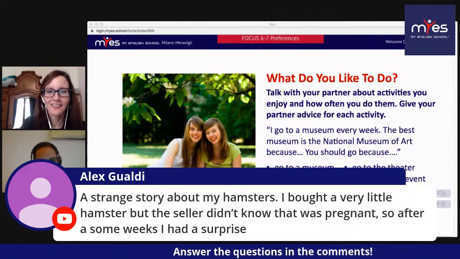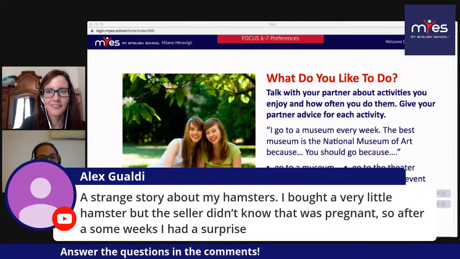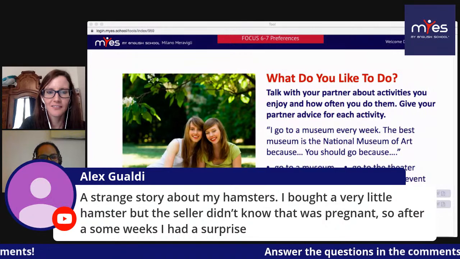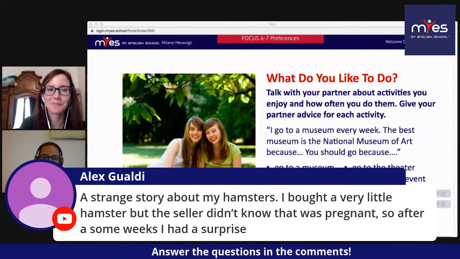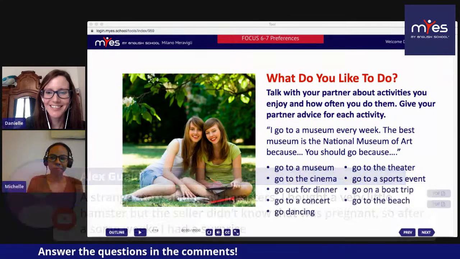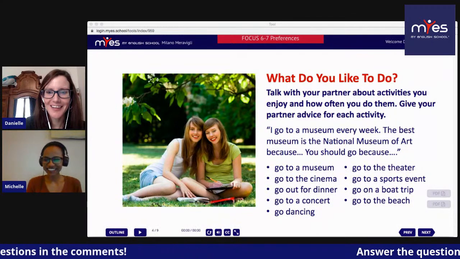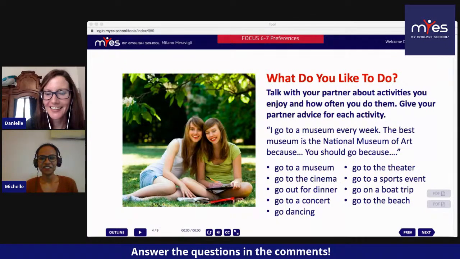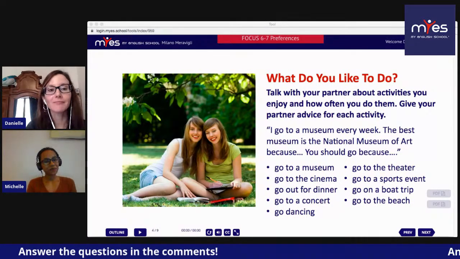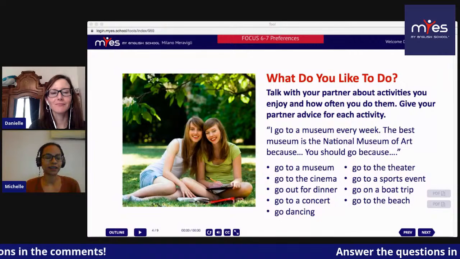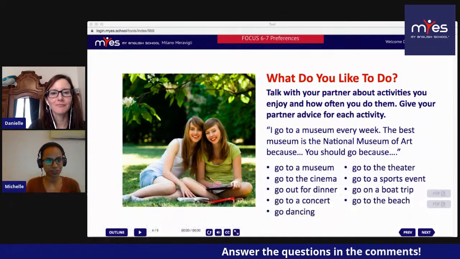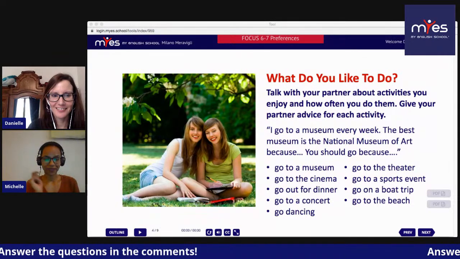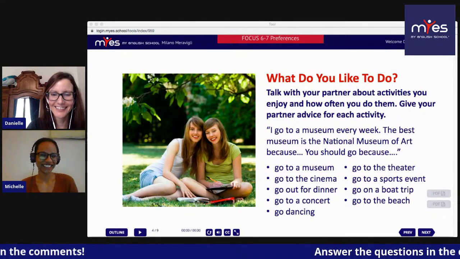I bought a very little hamster, but the seller didn't know she was pregnant. So after some weeks, I had a surprise. Wow. Okay. That explains it. Perhaps it multiplied. But the hamsters multiply really fast. So unless you want those 4 to be 8 and then 12, you need to think about that.